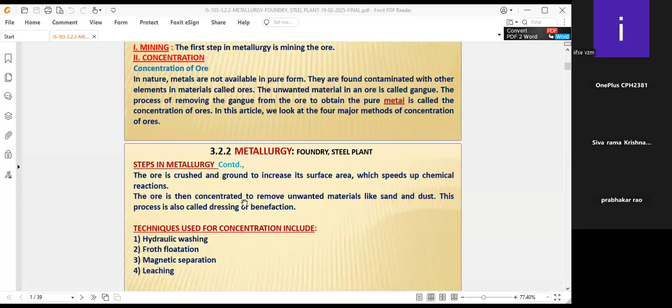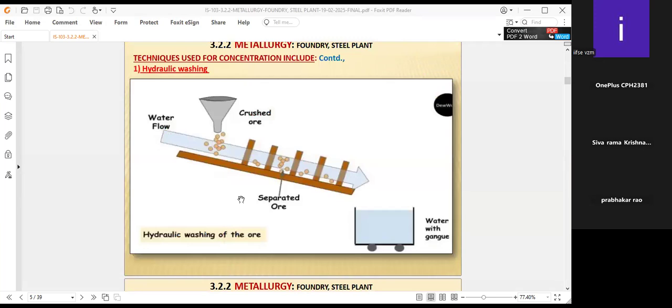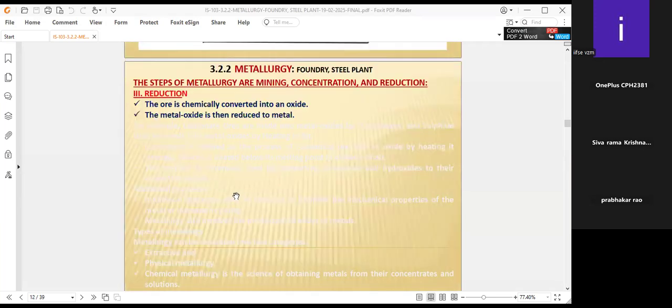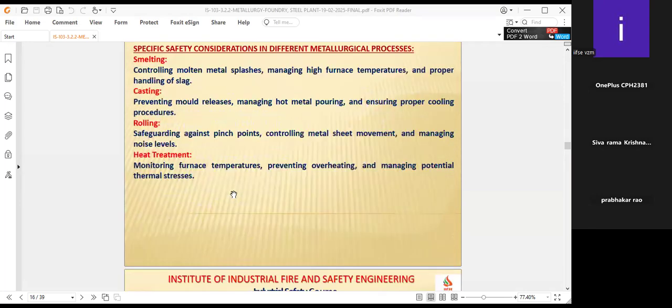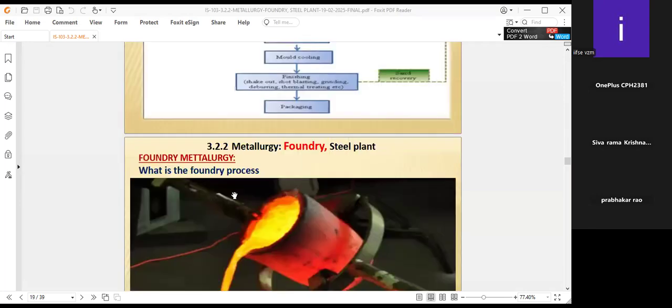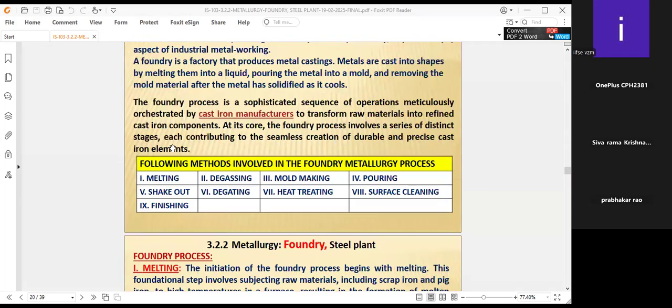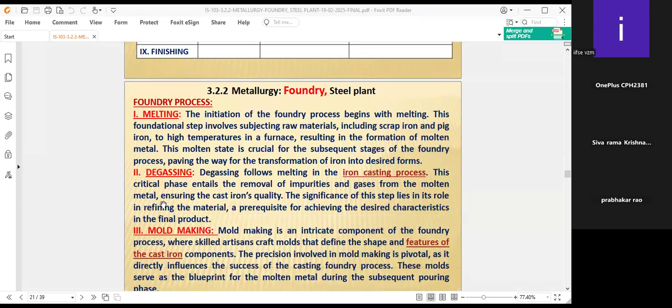Yesterday we talked up to the foundry process, the various steps, degating and all these things in the foundry. Coming to this point, these are the melting and degassing, mold making and all. Up to degassing we have talked about, and mold making we have already discussed.